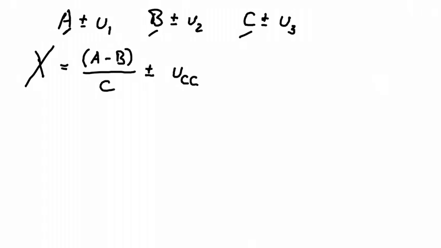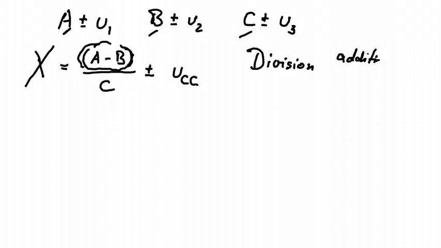So the way we deal with that is we would say, okay, from a mathematical point of view, we have actually the case of a division. We divide the outcome of A minus B, we divide it by C. So ultimately we have a division, and one of the components, one of the factors, is addition subtraction. So division of addition subtraction case.